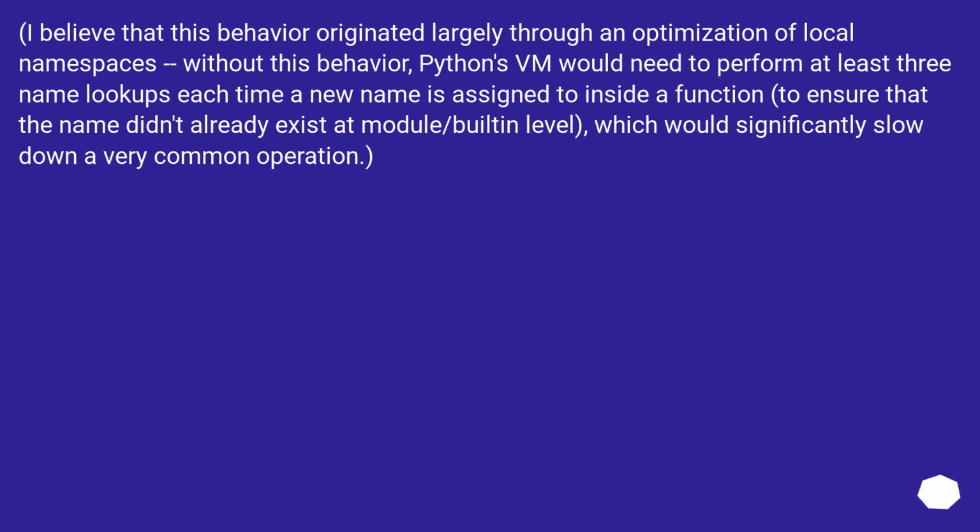I believe that this behavior originated largely through an optimization of local namespaces. Without this behavior, Python's VM would need to perform at least 3 name lookups each time a new name is assigned to inside a function, to ensure that the name didn't already exist at module/built-in level, which would significantly slow down a very common operation.